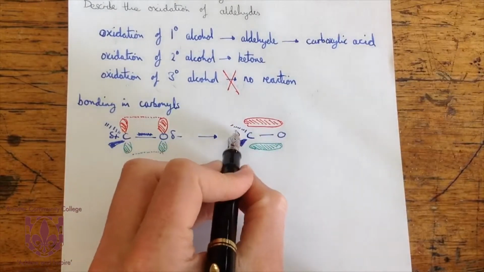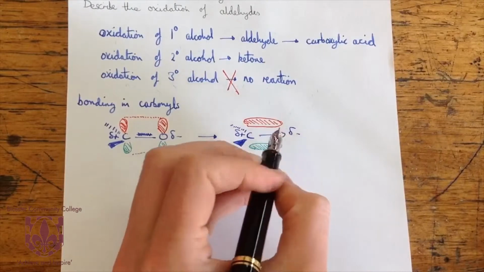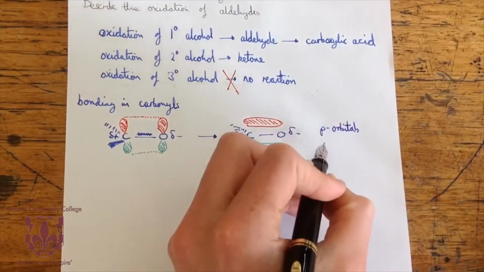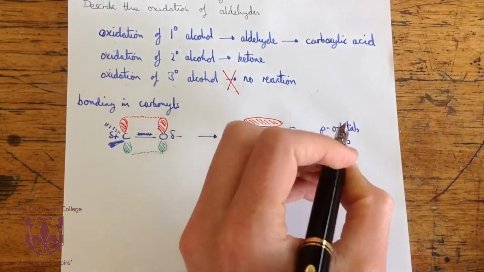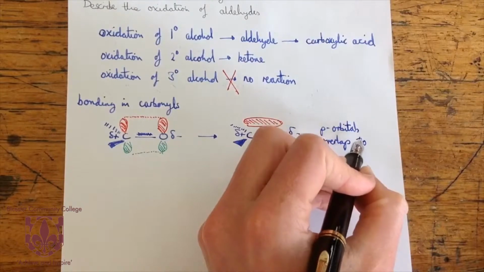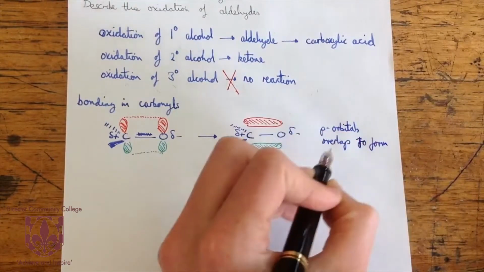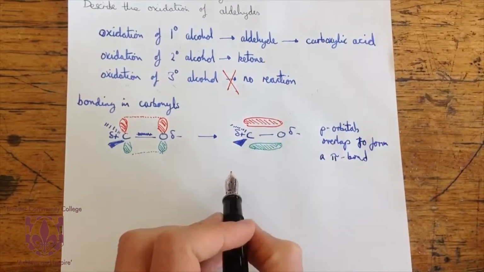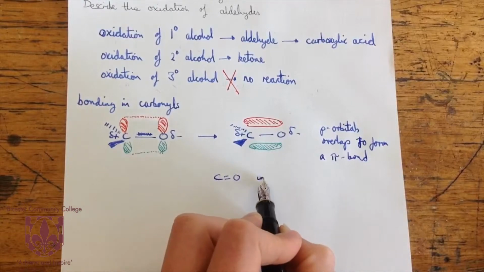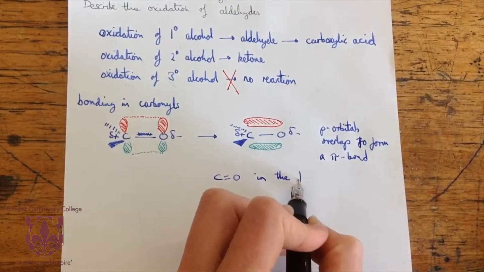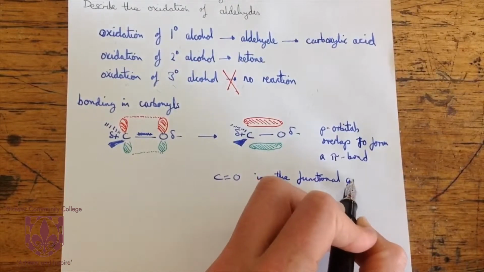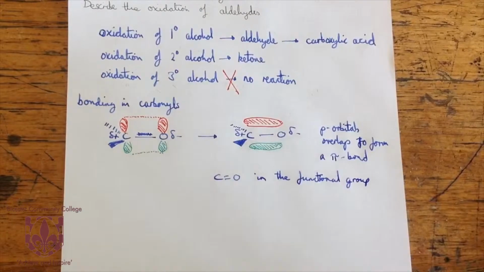Okay? And so we can just put as a note there, p orbitals overlap to form a pi bond. So this C double bond O is the functional group. And if you have COOH, it's technically not a carbonyl any longer. Okay? So, naming.